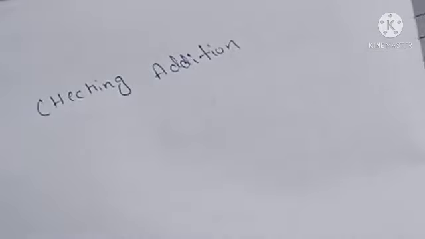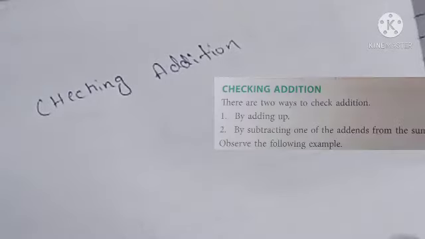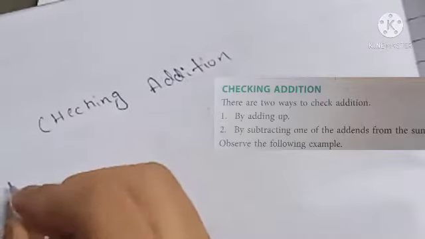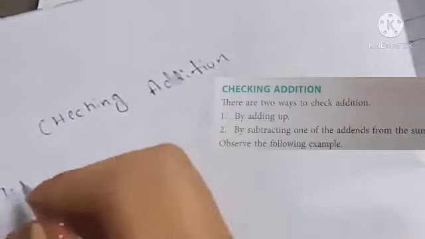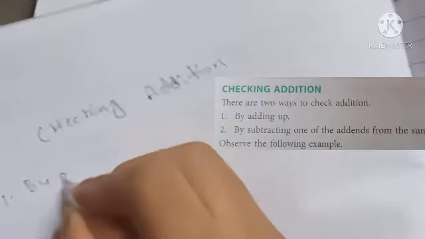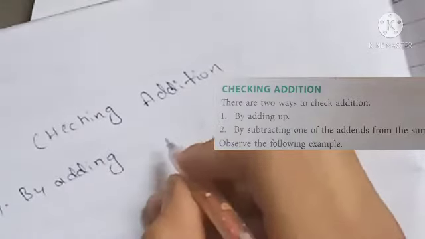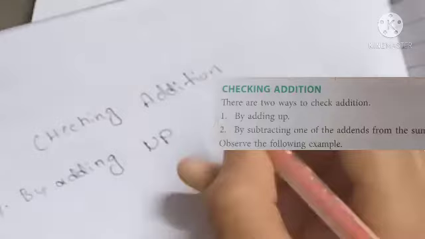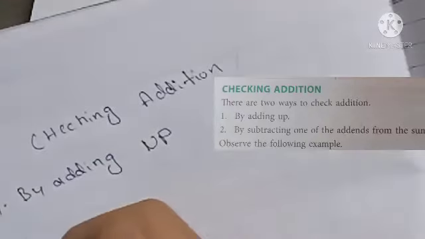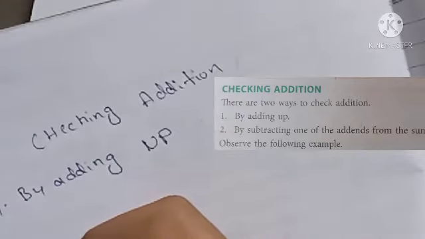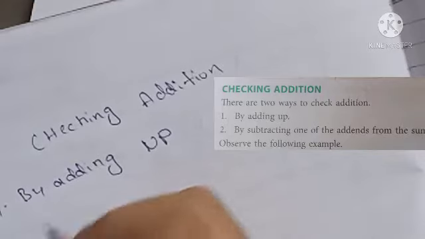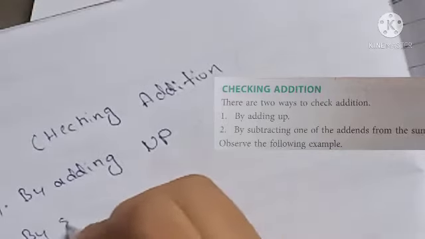There are two ways to check whether an addition is correct or wrong. Here I have given the photo, and you can see that the first step is, I will write here also, by adding up.